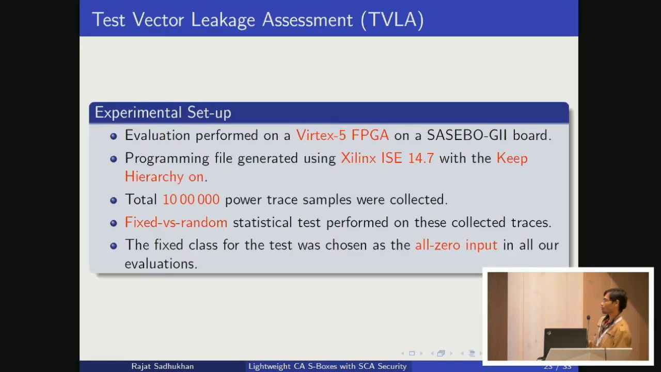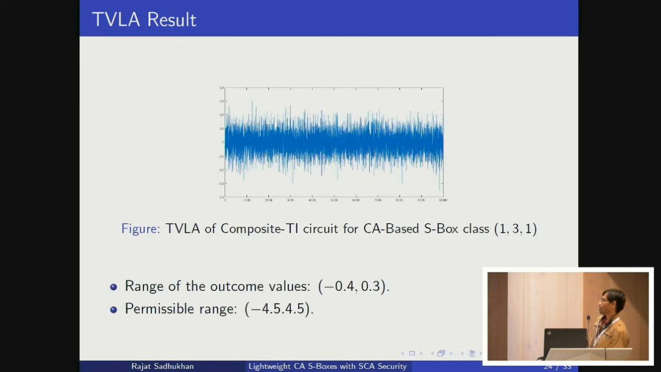And then we evaluated our design using fixed versus random test vector leakage assessment, and we collected 1 million traces for that, and we obtained a value of minus 0.42 plus 0.3, and the permissible range is minus 4.5 to plus 4.5. So we can conclude that our design is also a side channel secure design.